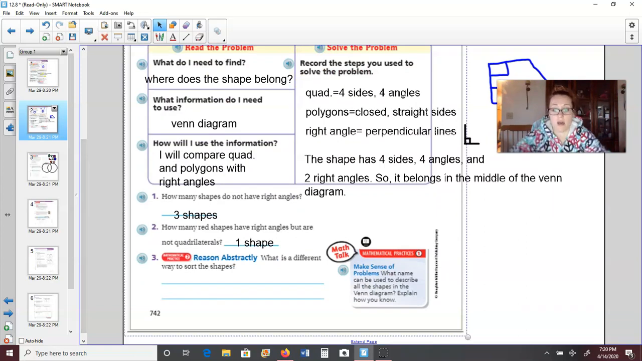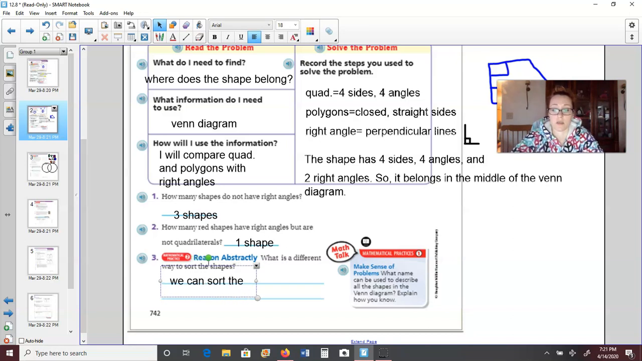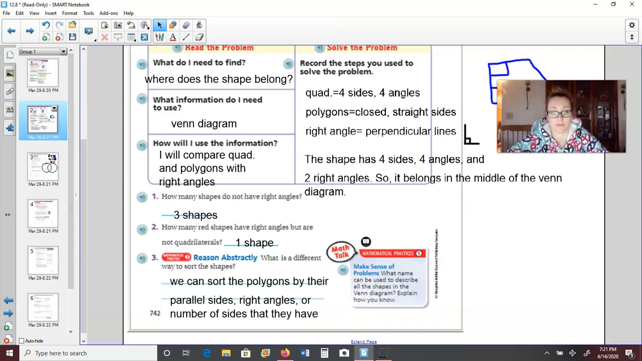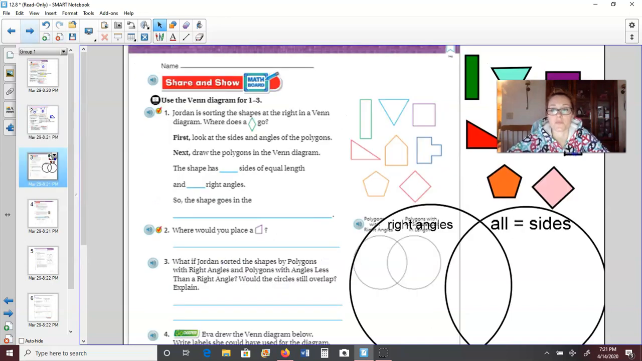So let's just jot down, we can sort the polygons by their parallel sides, right angles, or number of sides that they have. Those are just some different ideas of how we could sort those shapes. Okay, not going to spend too much time there. So let's move on to the next page here, the share and show.